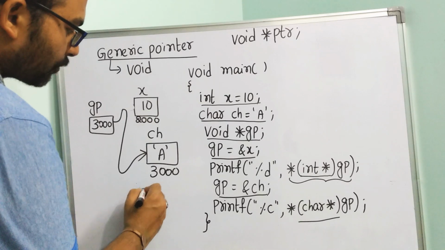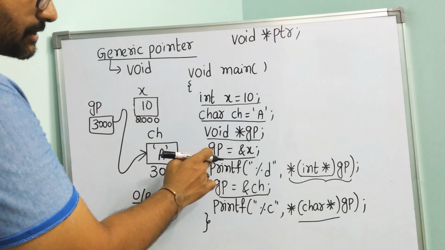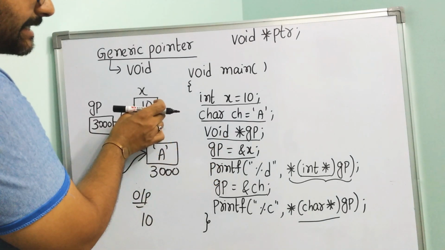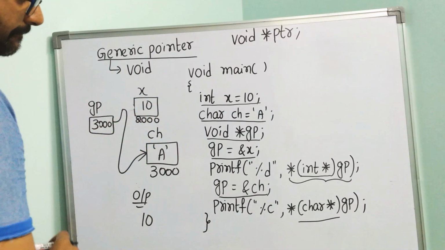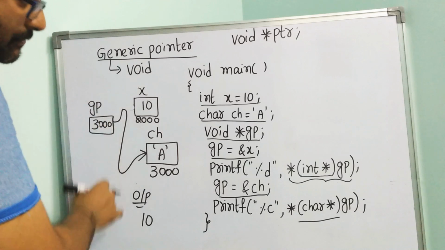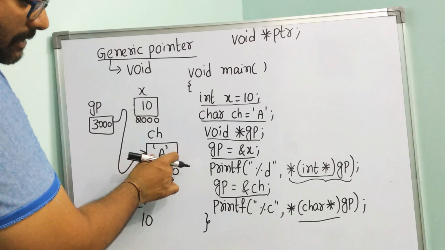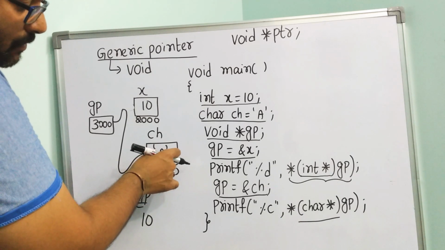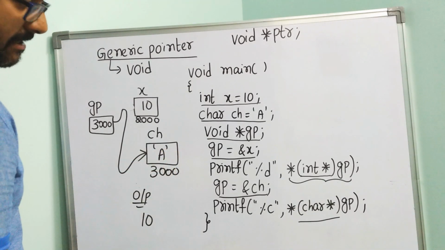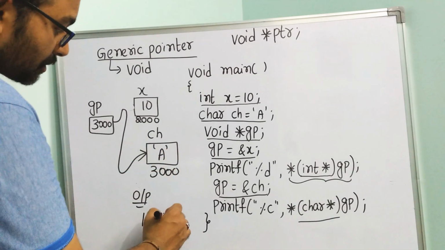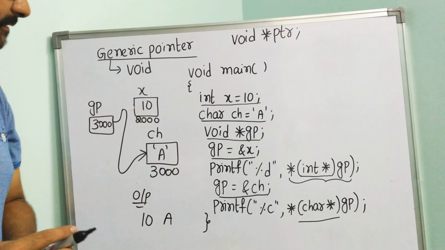Star represents the contents inside that particular memory location. The corresponding output produced will be: first it is going to print 10, because using the generic pointer we are able to access the content inside this memory location by typecasting it into an integer pointer. Later, using the same generic pointer, we typecast and point to the character data item, which will be able to get the contents inside this character data type. So A will be obtained here. This is the corresponding output.